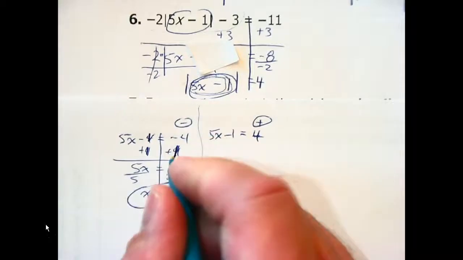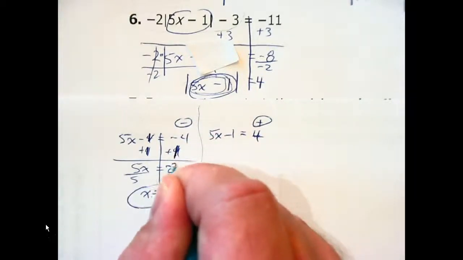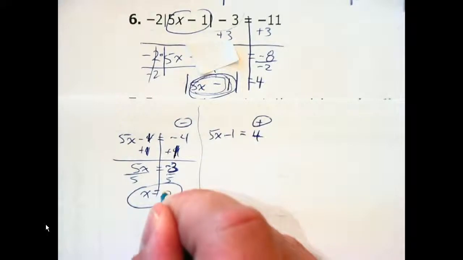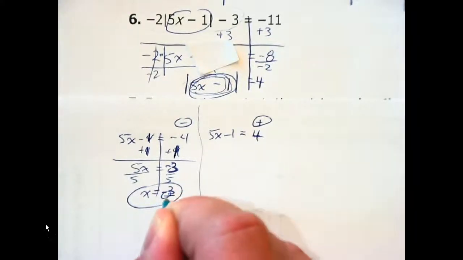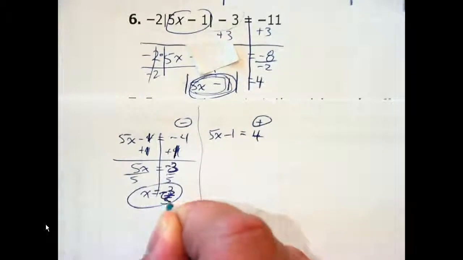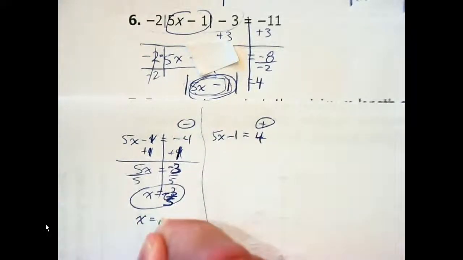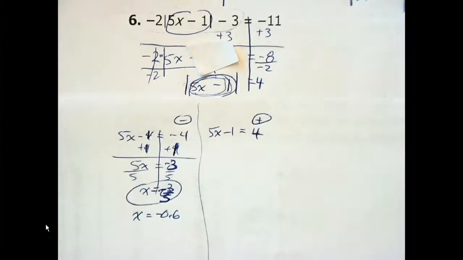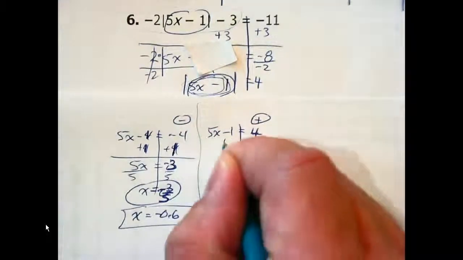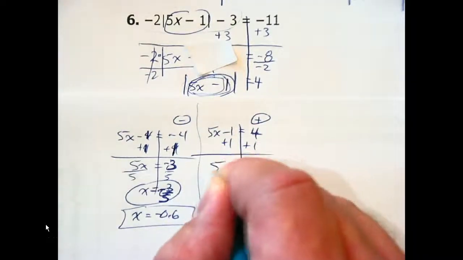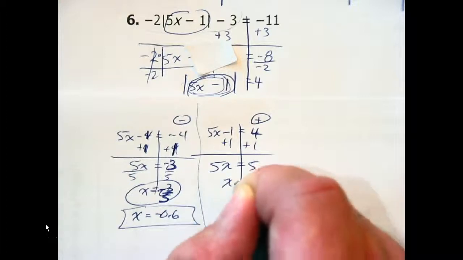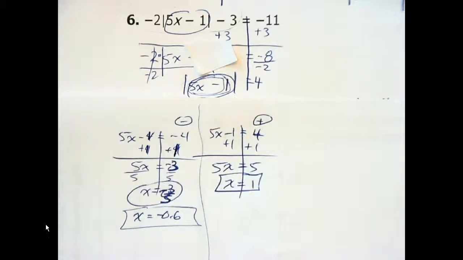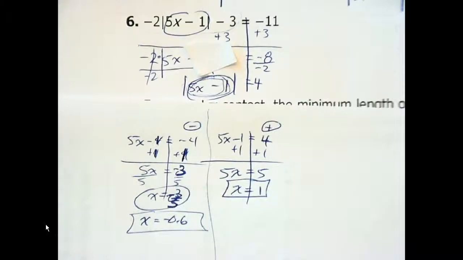Did I purposely do that? Maybe. So my answer is actually negative 3/5, or x equals negative 0.6. Either one works. Then add 1, add 1. 5x equals 5, x equals 1. You didn't get that? We'll have to look. She got 0.5 and 3.9.